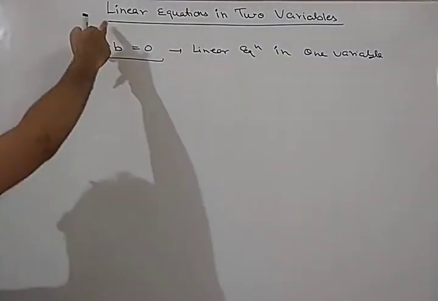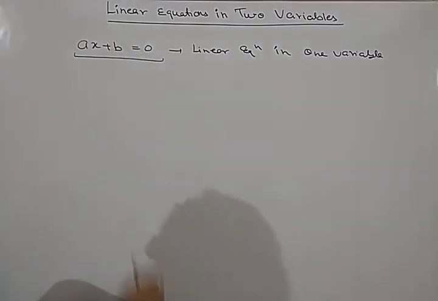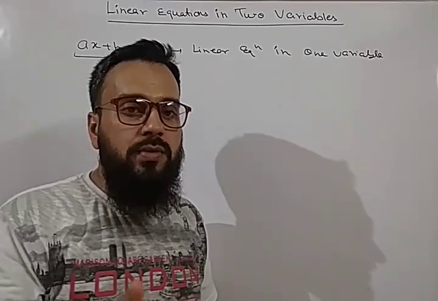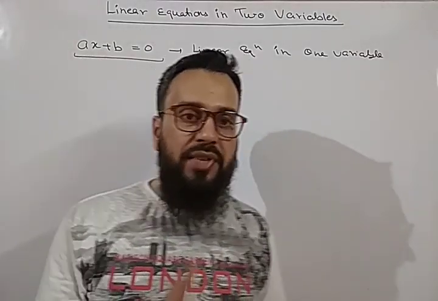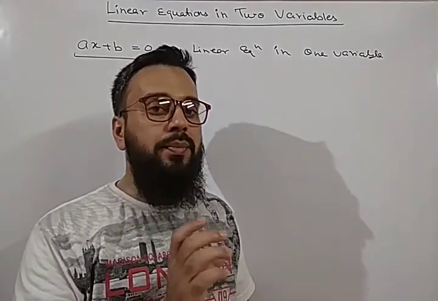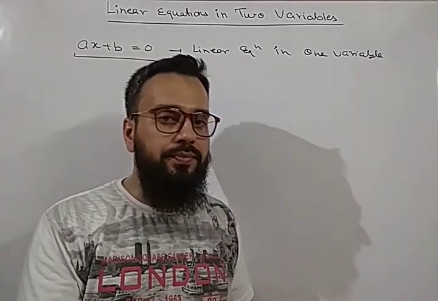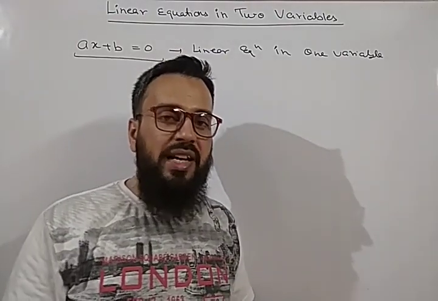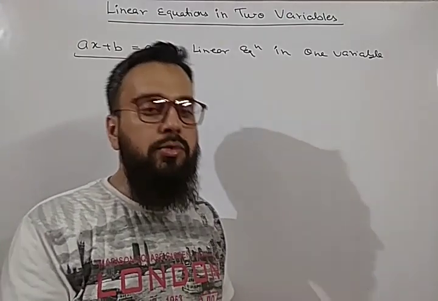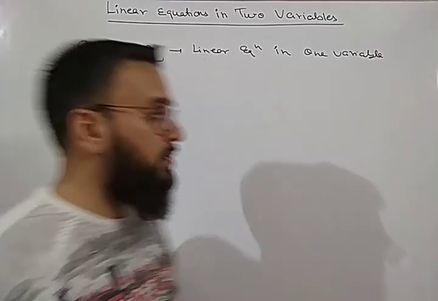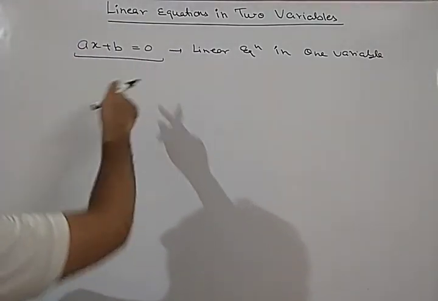Now we are going to start linear equation in two variables. Here the variable is only x, but when we talk about two variables, we can take another variable as y, because we have studied coordinate geometry. So we have two coordinate axes, x-axis and y-axis. To represent any equation on the Cartesian coordinate system, we have to take the coordinates in terms of their variables. That's why we are taking a second variable as y.